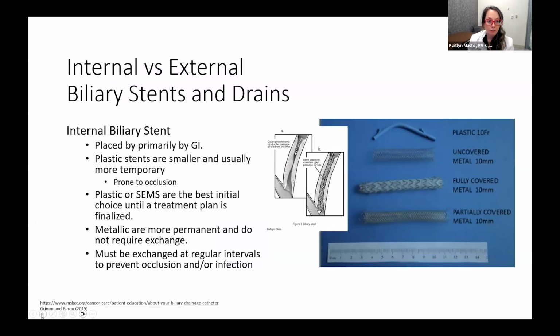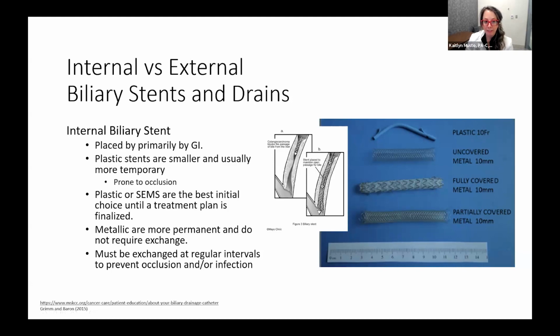So the first thing to understand when we're talking about biliary stents and drains is the difference between an internal and an external stent. So an internal biliary stent is primarily placed by a GI physician through either that EUS or that ERCP that we talked about a little while back. So this is when they use an endoscope to get into the bile ducts, find the obstruction, and place a stent. As you can see in the image here, there's that area of stricturing, and the stent is placed to maintain open passage for bile.